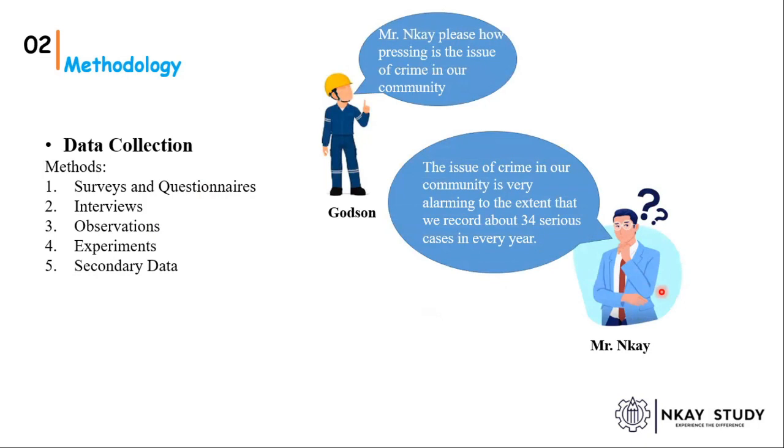Good. And then we have observations. Observations involve watching and recording information about a particular situation or phenomenon, right? Good. And then we have experiments that involve manipulating variables and measuring the effects on a particular outcome. Do you get it? So that is it. You understand that as well. And then when we talk about secondary data, it involves collecting and analyzing data that has already been collected by someone else. You get it? So this can include data from government agencies, research studies, and other sources, right?